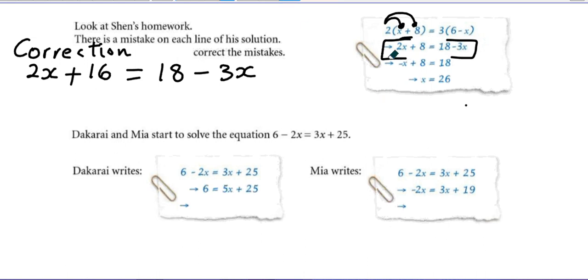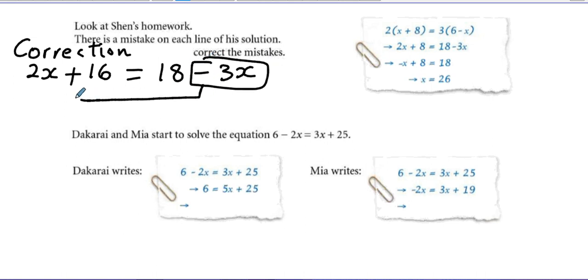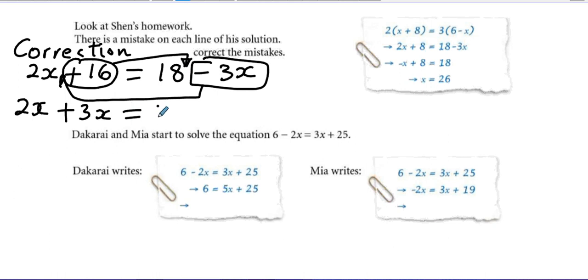Okay, the next step, we collect like terms. We have negative x plus 8 equals 18. Even this will be wrong. Even the final answer will be wrong. Okay, let us do the corrections over here. So you take negative 3x, shift it here on the left hand side. So it will be 2x plus 3x. Then take this positive 16, shift it here. So it will be equals to 18 minus 16.